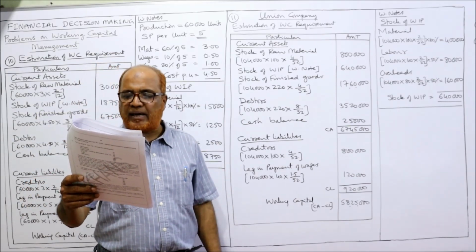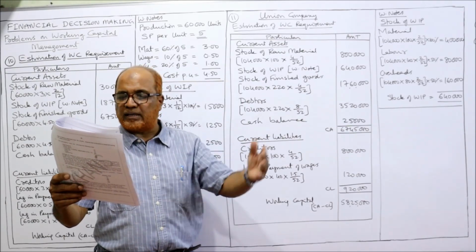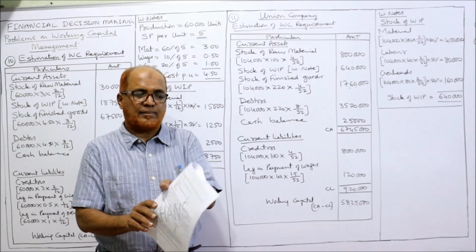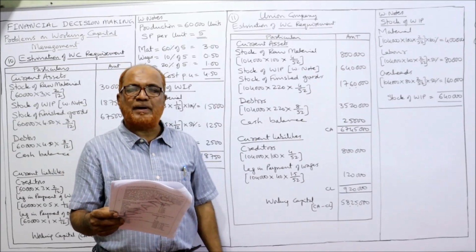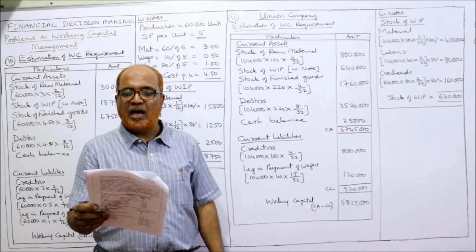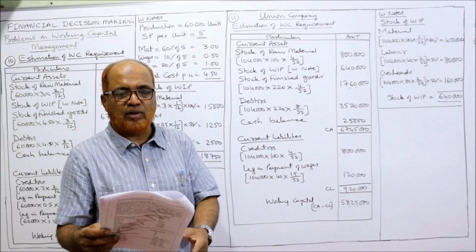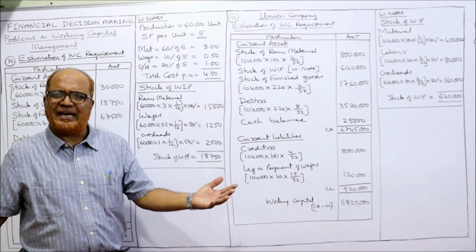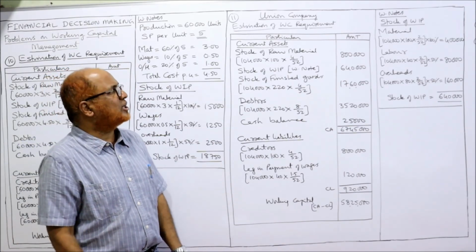Credit allowed by supplier 4 weeks. Credit allowed to debtors 8 weeks. Lag in payment of wages 1.5 weeks. Cash at bank is expected 25,000 cash balance. Assume that production is sustained during 52 weeks of the year. That means the year consists of 52 weeks. Exactly similar problem. No change at all.